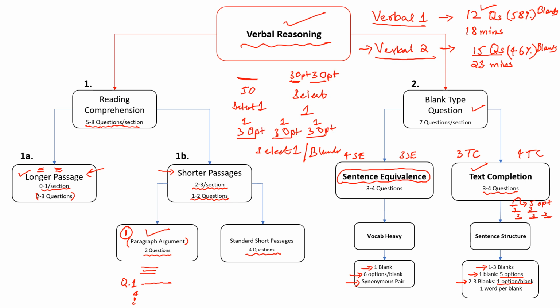That's pretty much it with the verbal reasoning section of the GRE. All you need to know is that in this course, we will start with paragraph argument type questions, then move on to standard short passages and some longer passages, and then the blank type questions.